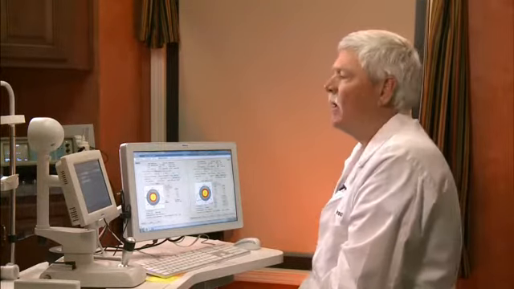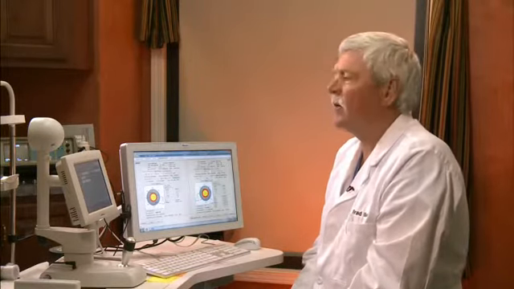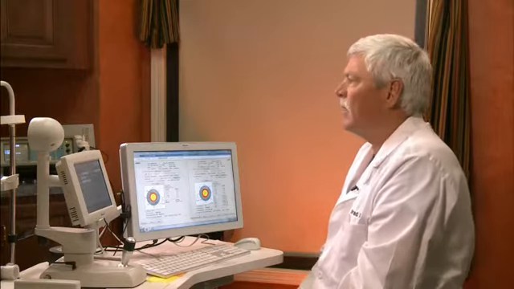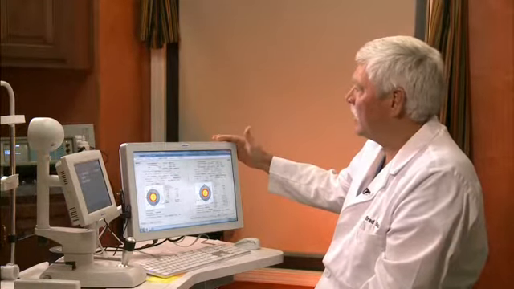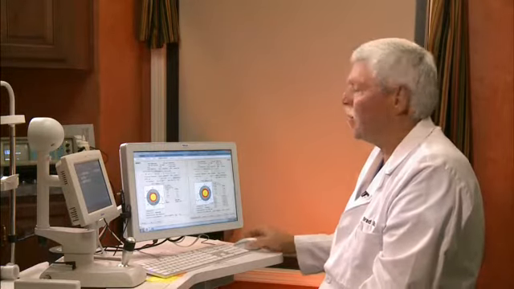We've already taken an image of their eye, a high definition image that will register not only conjunctival vessels but iris structures as well. That information has all been transferred to the screen here where we will begin our planning.